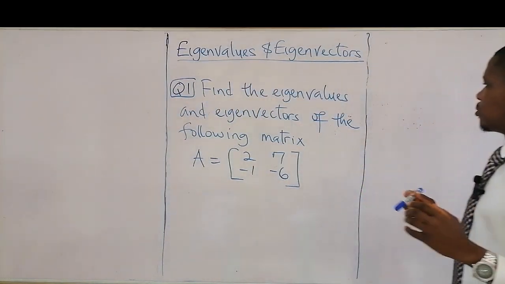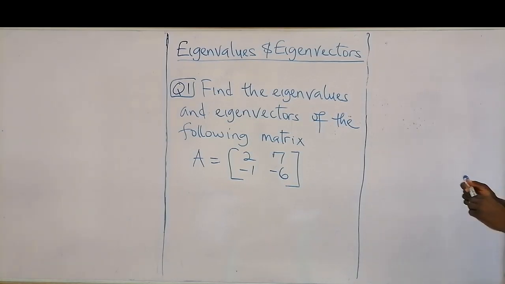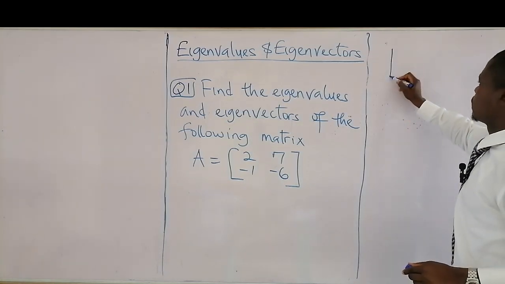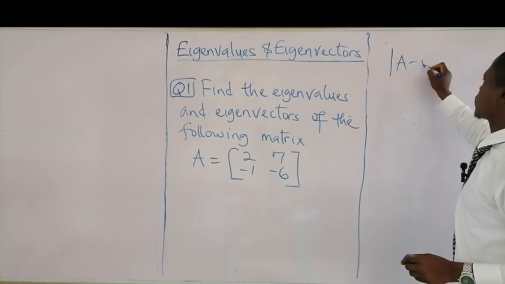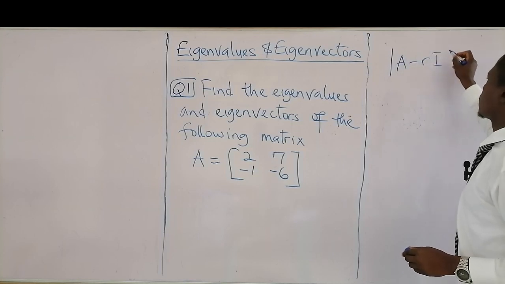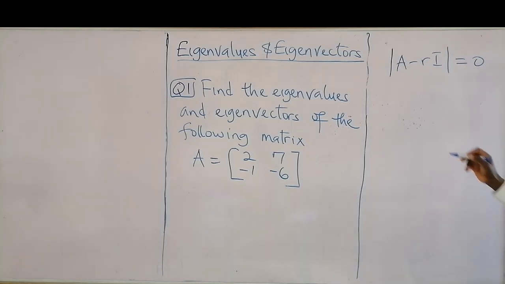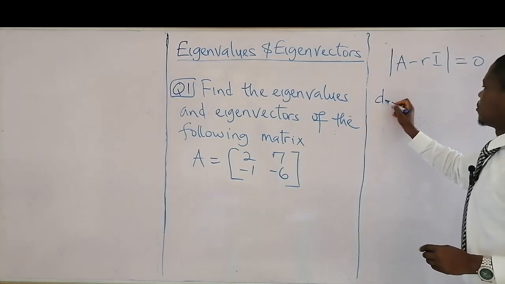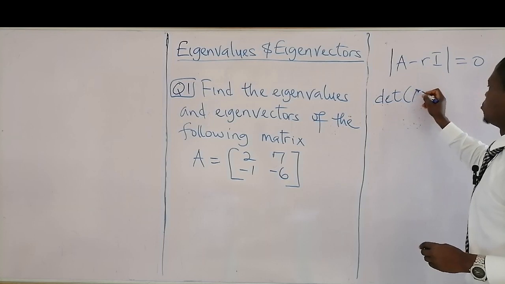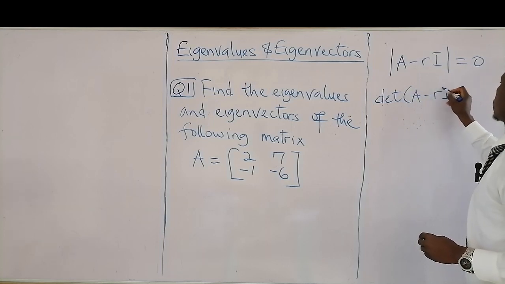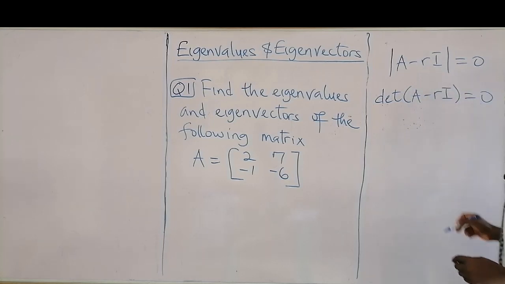To get the eigenvalue, we have this equation: the determinant of A minus rI equal to 0. You can also write this equation in the same form as the determinant of A minus rI. So the two equations are the same thing. These are the equations to use to get the eigenvalue.